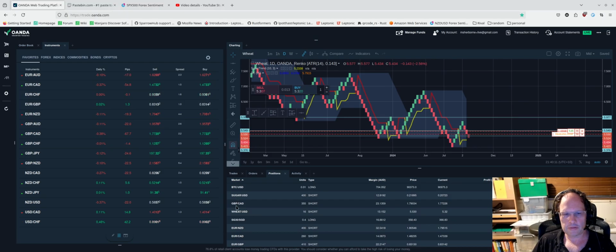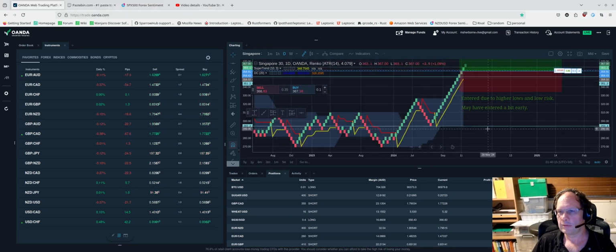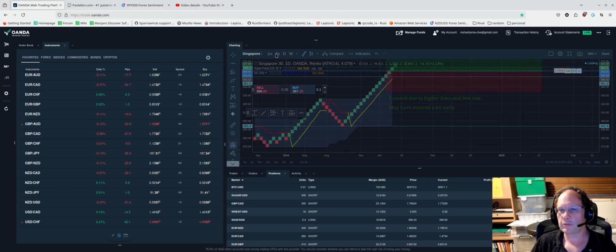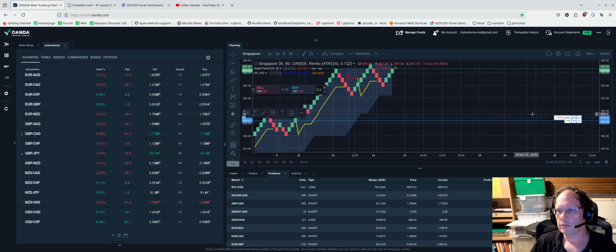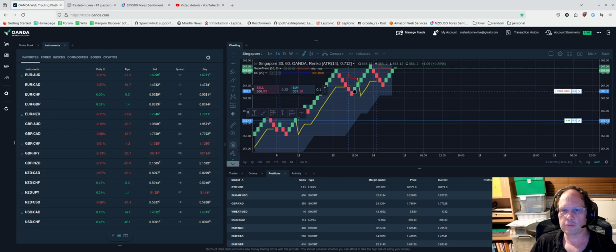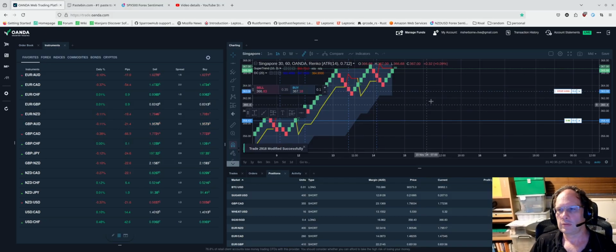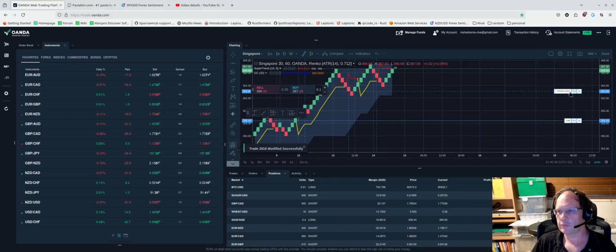Next is wheat. We did Singapore. So it ended due to higher lows and low risk. May have entered a bit early. Looks like we're doing all right. It's going to move our stop loss up to below the previous low, so here. And this is on the hourly. So let's have a look.